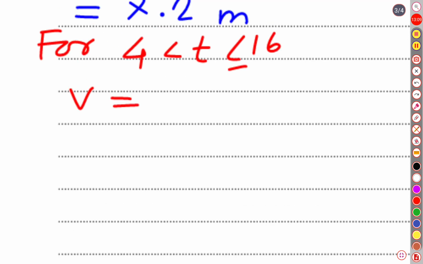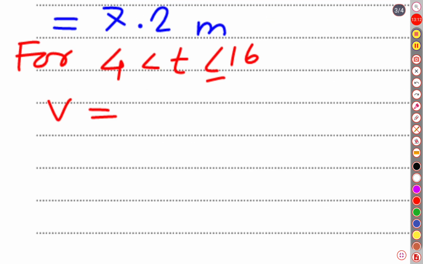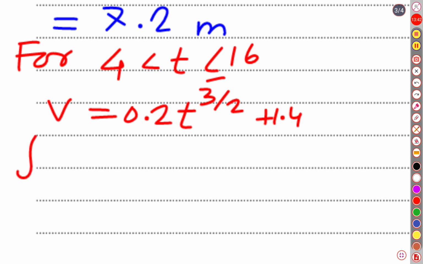If we write here, V is equal to 0.2 t raised to 3 over 2 plus 1.4. Now we require displacement. If we go back from velocity to displacement, we'll have to integrate this. So let us integrate. It is a definite integration from 4 until 16 seconds.